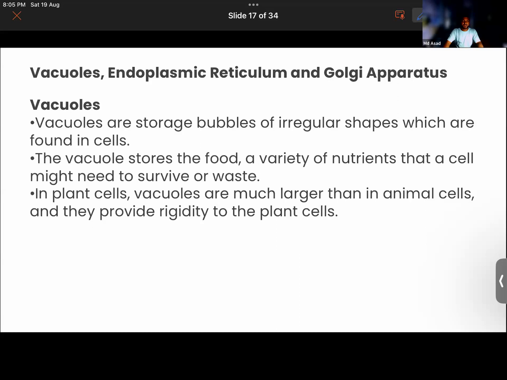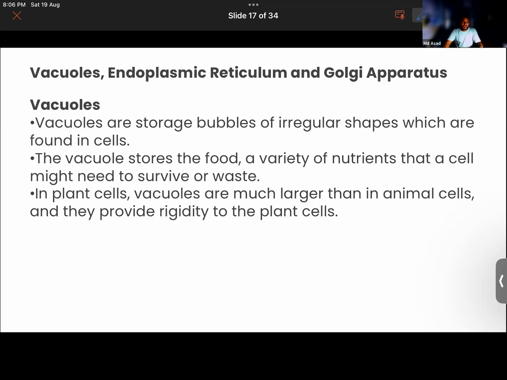Okay, now let's move on to other cell organelles. So, what are the other cell organelles? Like you have got endoplasmic reticulum. Then you have got the Golgi apparatus. Then you have got vacuoles. So, what are the functions of these cell organelles? They have also got some functions. They are not useless inside the cell.